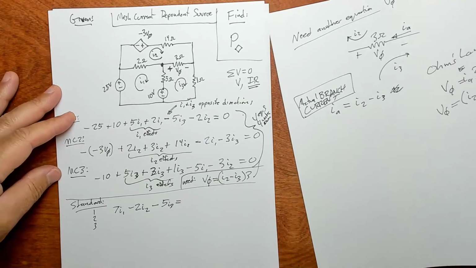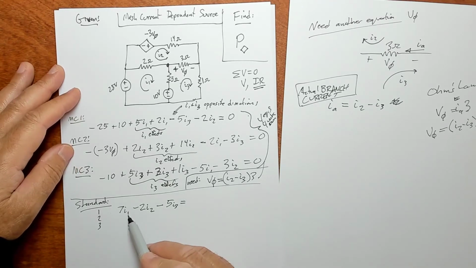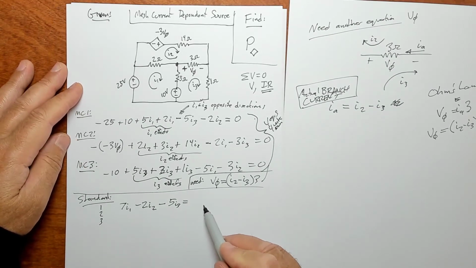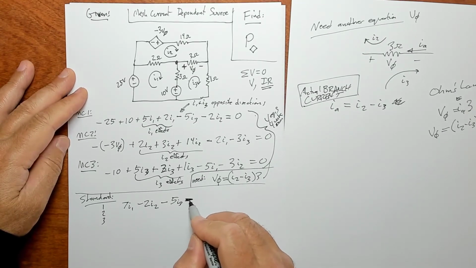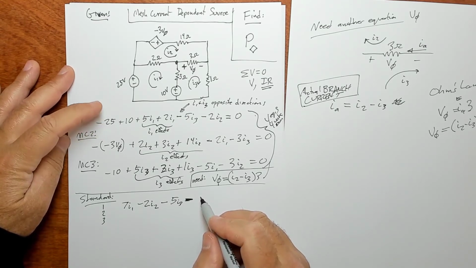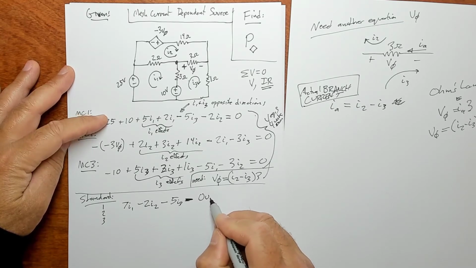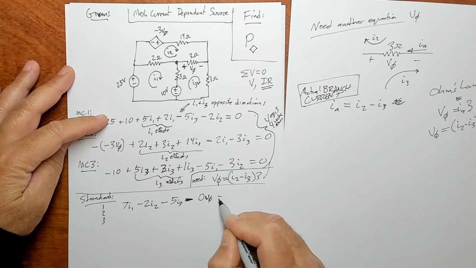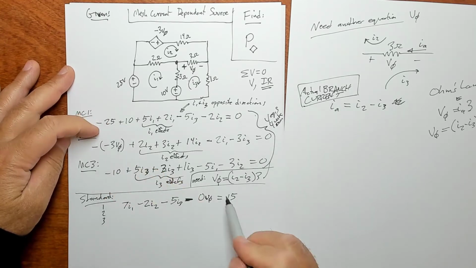So, I'm trying to write this equation in standard form. It should have I1, I2, I3, and then V phi. So it's going to be minus, there's no V phi terms in this guy here. So you do 0 V phi. Equal 15, when 25 and 10 is 15.